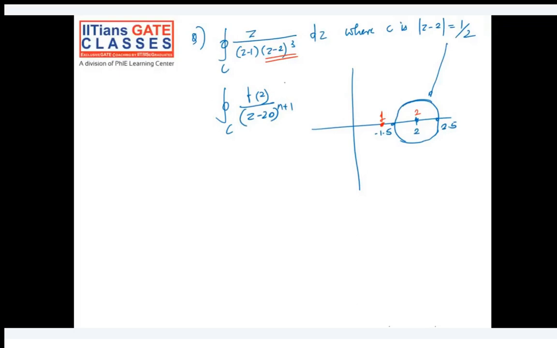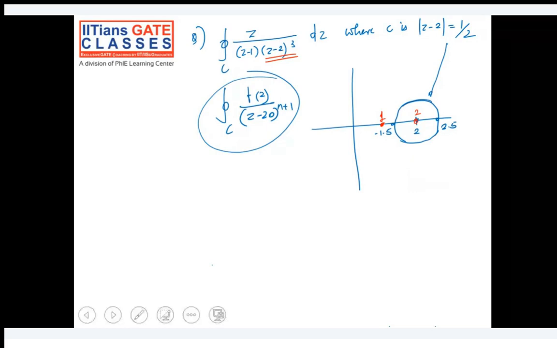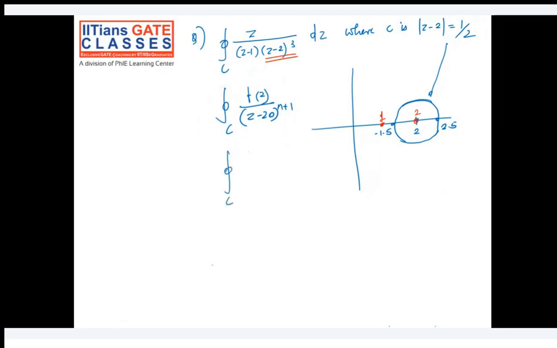Because we know that the function is not analytic everywhere within the region, because at point 2 the denominator will become 0, and if the denominator becomes 0 the entire function will become infinite. So there is no question of analyticity. Hence I cannot use Cauchy's integral theorem. I have to use Cauchy's integral formula. So how will f of z look now? f of z will look like z divided by z minus 1, divided by z minus z naught raised to the power n plus 1. So this is your f of z.